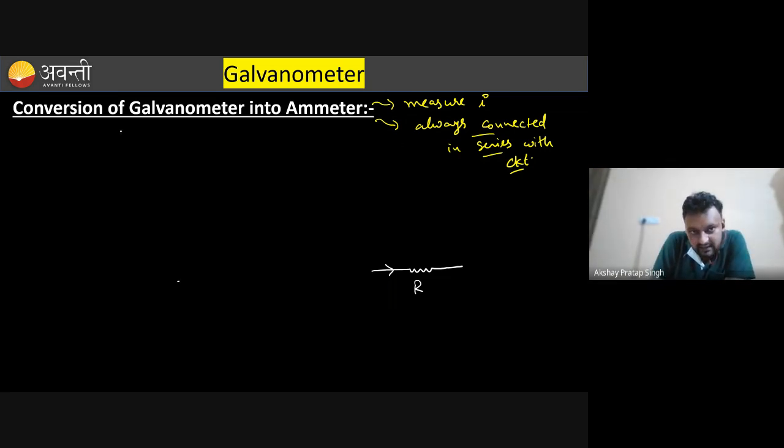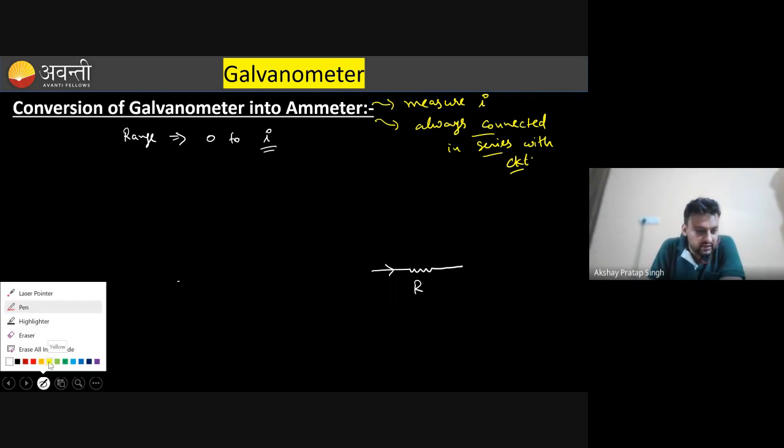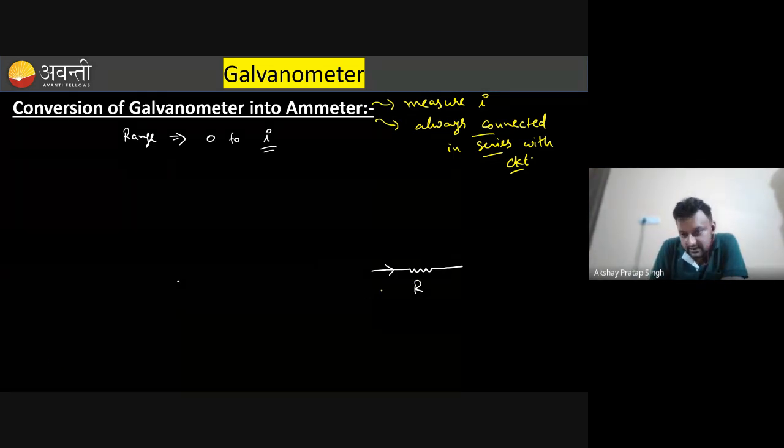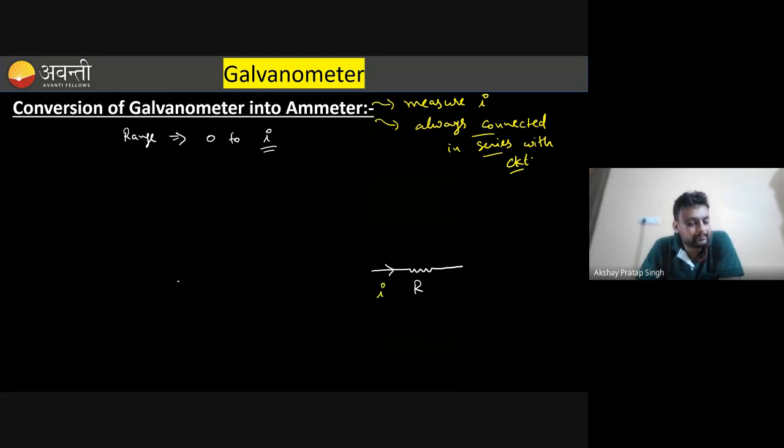In the same way, an ammeter also has a limitation. So the range of the ammeter that you want to convert: the minimum value it can measure is 0 and the maximum value is I. Clear? I am designing the ammeter in such a way to use it for the maximum current. Let's suppose the resistance carries the maximum current I, and I have attached a galvanometer in series with it, like this. This is a galvanometer G.